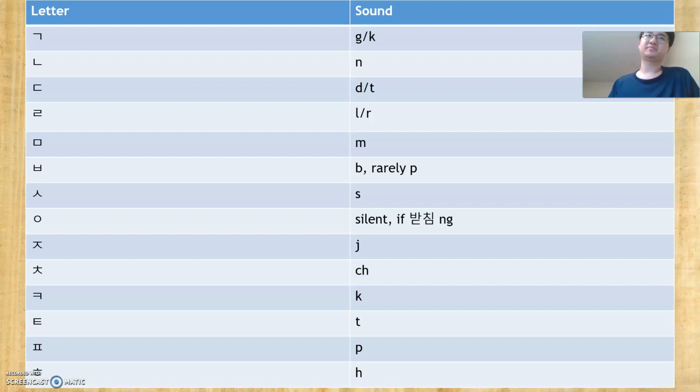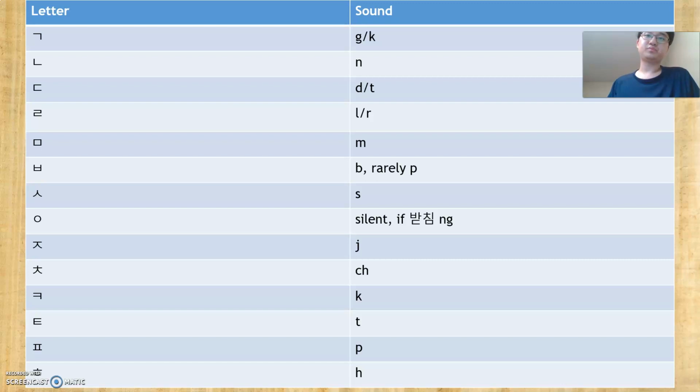And the Siot has an S sound, and the Ieung is usually silent, but since it comes before a vowel, it takes on the sound of the vowel. Or if it ends in a pachim, it makes a nung sound. The Jieut has a J sound. The Chieut has a Ch sound like the Ch in English. And the Kieuk has a K sound, like the letter K. And the Tieut makes a T sound like the T in English.